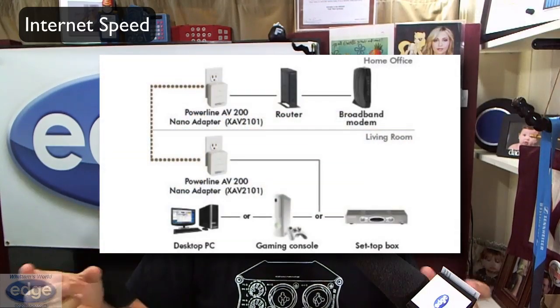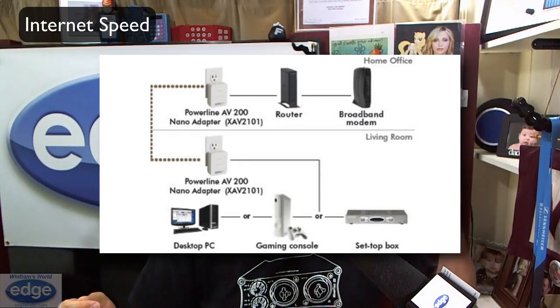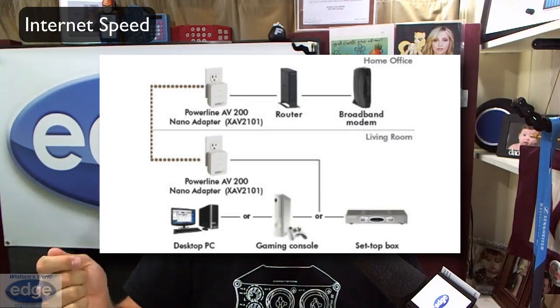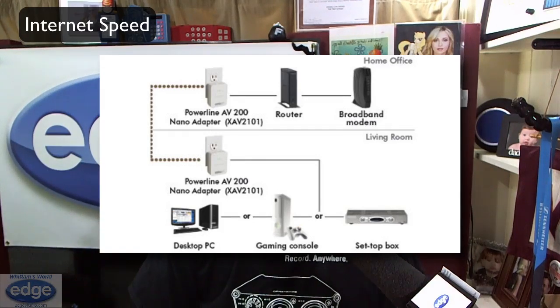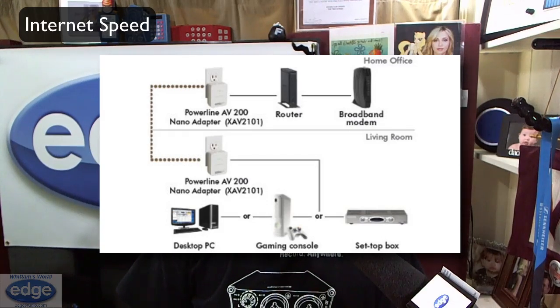Now, what it's going to do is connect with Ethernet to the router at one end and connect with Ethernet to the computer at the other, and create a virtual Ethernet cable from one end of the house to the other. And it's amazing how it improves performance.